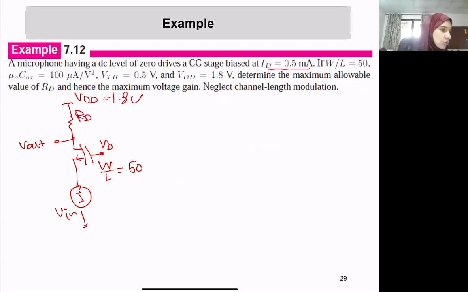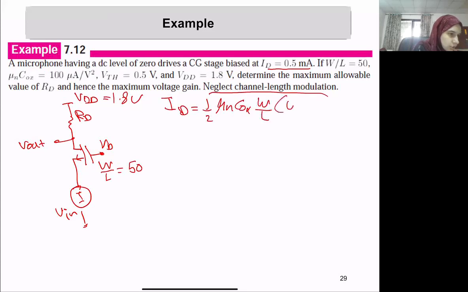And we need to ignore the channel length modulation. Mostly in the case of common gate, we will always be told to ignore the channel length modulation for the simplicity of calculations. So the first thing is that, from the value of ID, what can we get? ID equals half mu n COX W over L (VGS minus V threshold) squared.